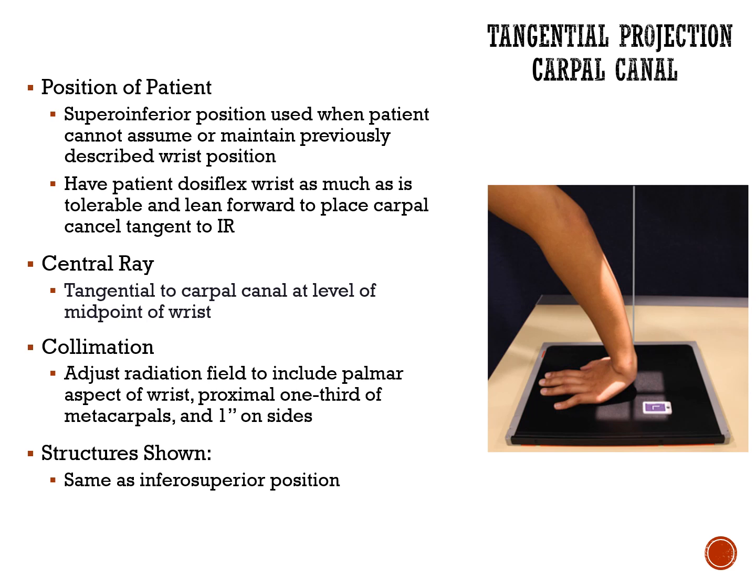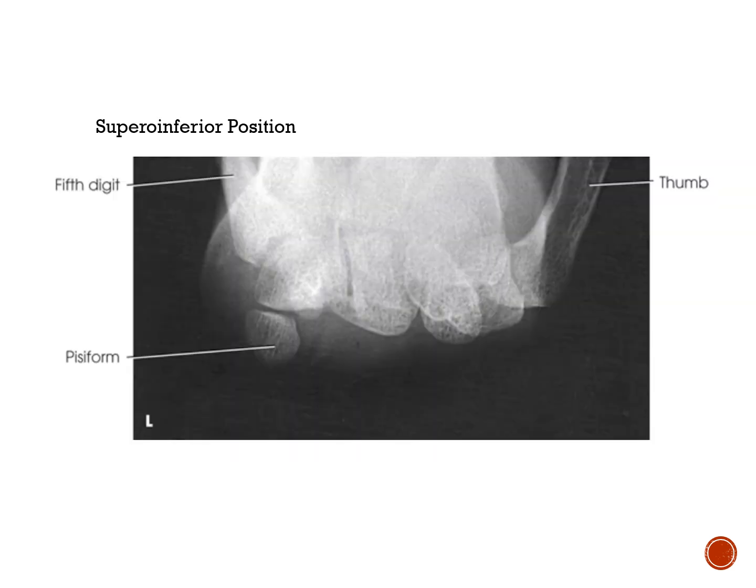This is going to be a tangential projection again to the carpal canal at the level of the midpoint of the wrist. And we're going to include the palmar aspect of the wrist and proximal 1/3 of the metacarpals and 1 inch on all sides. And here's the superior inferior position, the image, and there's the pisiform that's shown in profile.